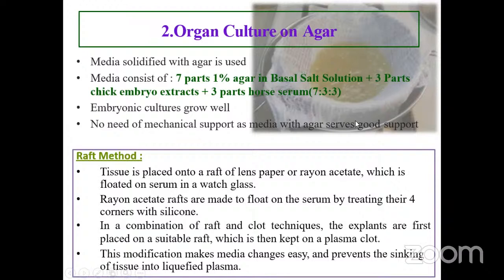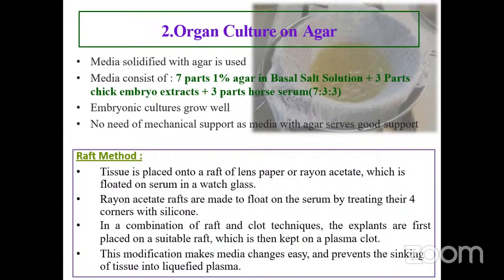Okay, and on that we are growing the tissue. And the rayon acetate rafts are made to float on the serum by treating their 4 corners with silicone. And in a combination of raft and clot techniques, the explants are first placed on a suitable raft and then kept on the plasma clot.